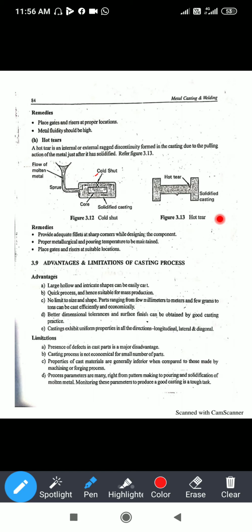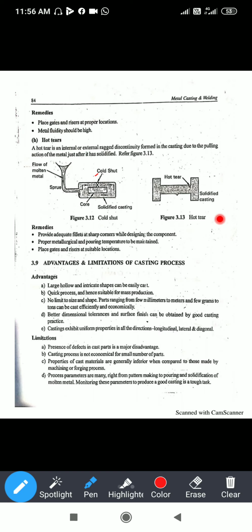There is no limit to the size and shape. Any size and shape of casting you can make, only the required capacity of the furnace is needed. The parts range from a few millimeters to meters, a few grams to tons, and can be cast efficiently and economically, from small to large. From 1 kg to 2 or 3 tons of metal you can easily melt, and this process can be done.